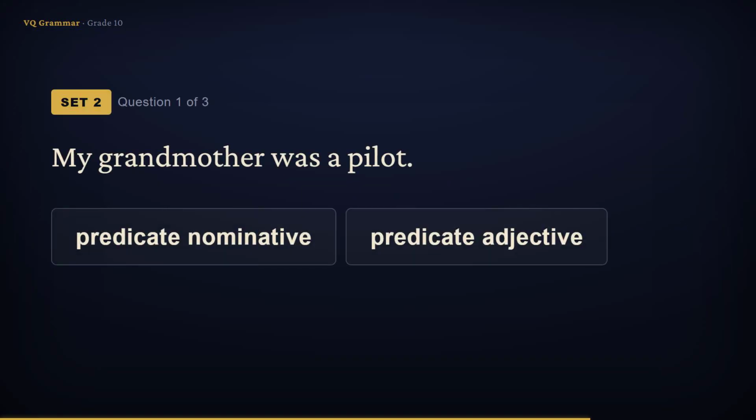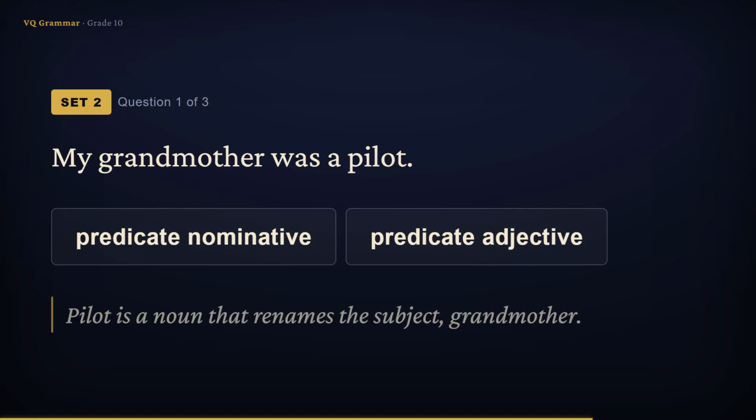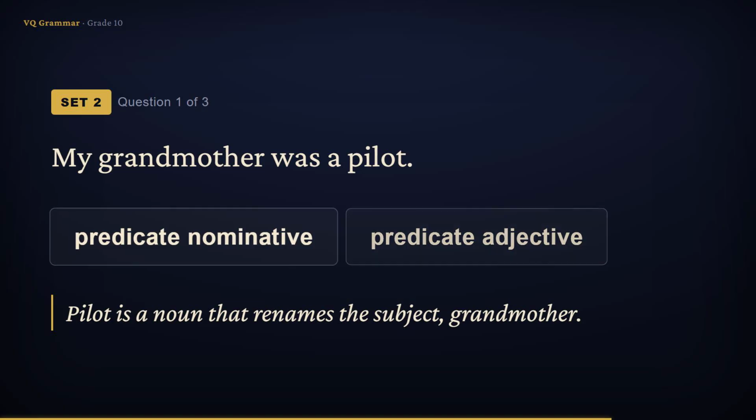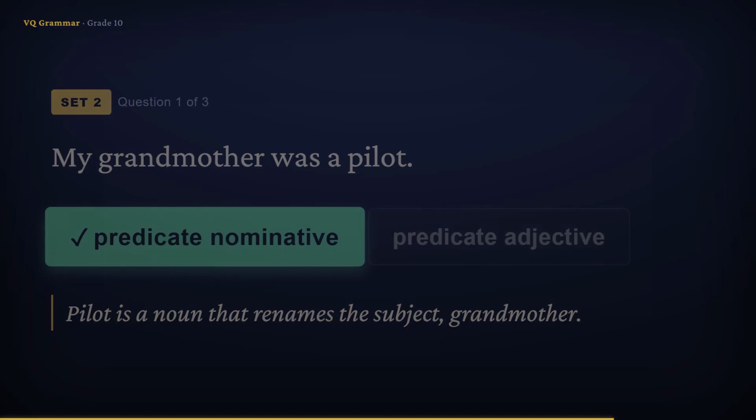My grandmother was a pilot. Was is a linking verb, so whatever follows it is a subject complement. Now, what is pilot? It's a noun, and it renames my grandmother. Same person, second name. A noun after a linking verb makes it a predicate nominative.